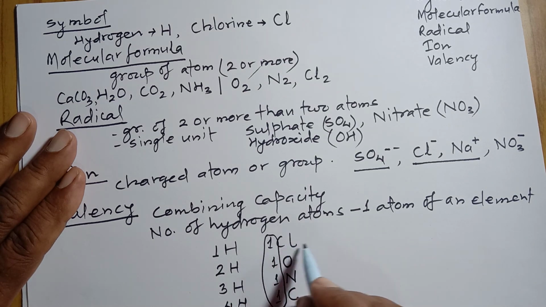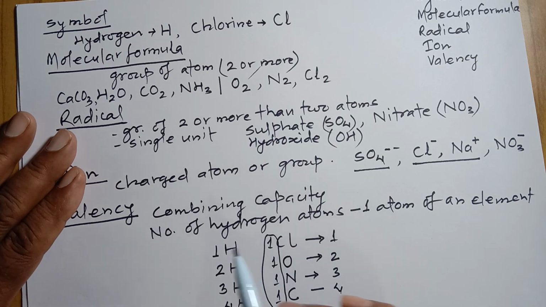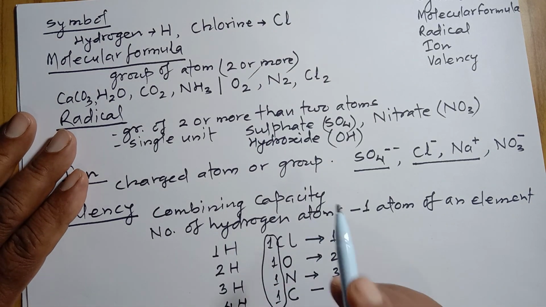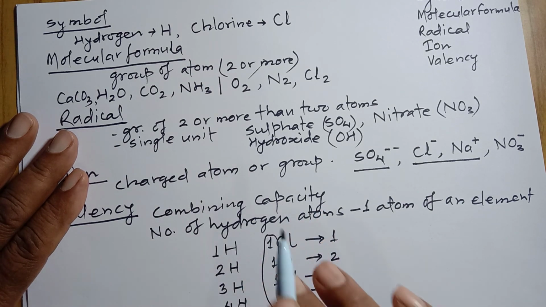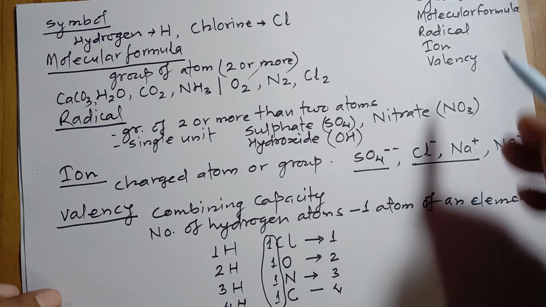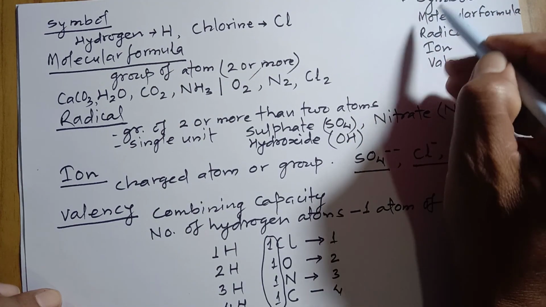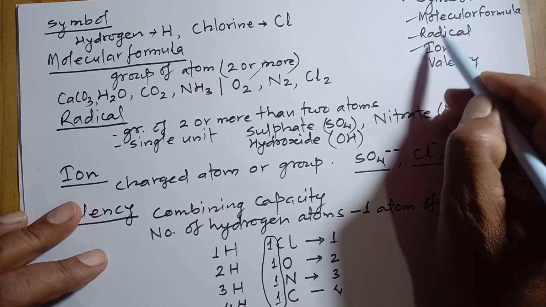We have taken one atom of these elements and combined these atoms with hydrogen atoms. Some elements combine with one atom of hydrogen, some with two, some three, some four. That's why the valency of chlorine is 1, because a single atom of chlorine combines with one atom of hydrogen. Valency of oxygen is how much? 2, because one atom of oxygen combines with two atoms of hydrogen. In the same way, nitrogen valency is 3 and carbon valency is 4. That's why the number of hydrogen atoms which combine with a single atom of an element is declared as valency of that element. This way, we have to understand these terms: symbol, molecular formula, radical, ion, valency.